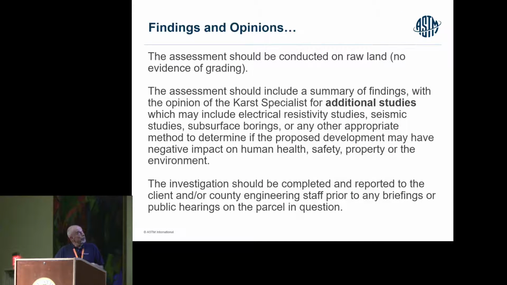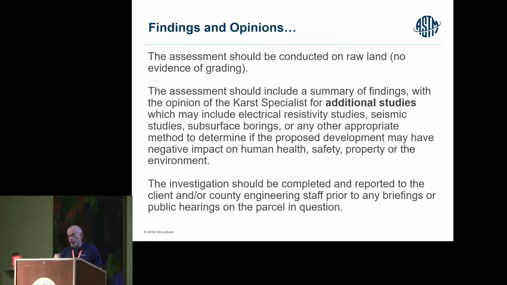So the findings and opinions would be the outcome of the standard that right now is a draft in balloting. It includes a summary of the findings and the opinion of the karst specialist for additional studies. These detailed studies could include everything from electrical resistivity, seismic, subsurface borings, or anything appropriate to determine if the proposed development can have a negative impact on human health, safety, the property, or the environment. The investigation should be completely reported to the client or the county engineering staff prior to any briefings or public hearings on the parcel in question.